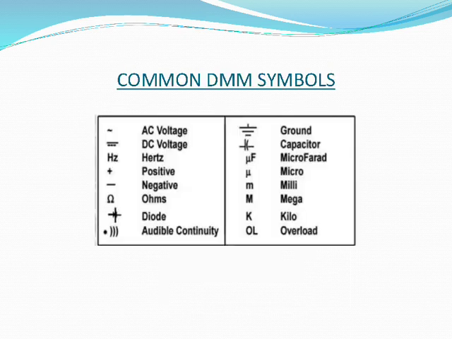Here we can see the common digital meter symbols. We can see the AC voltage, DC voltage, hertz, which is used for measuring frequency, ohm used for resistance, and diode, audible, continuity, ground, capacitor, microfarad, micro, milli, mega, kilo, overload.